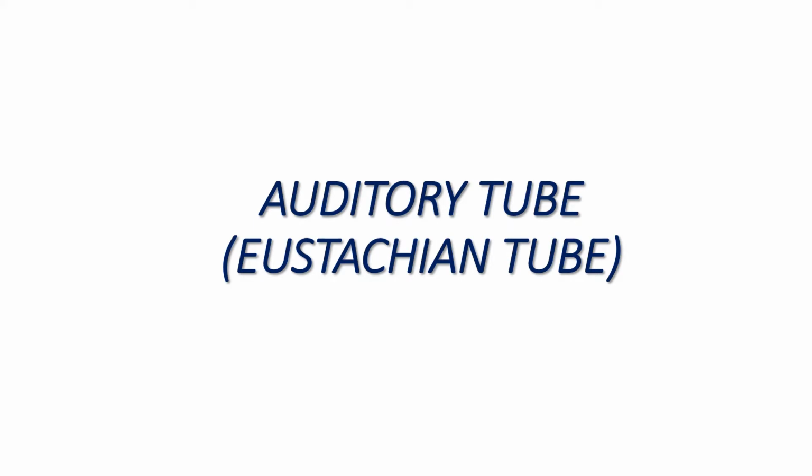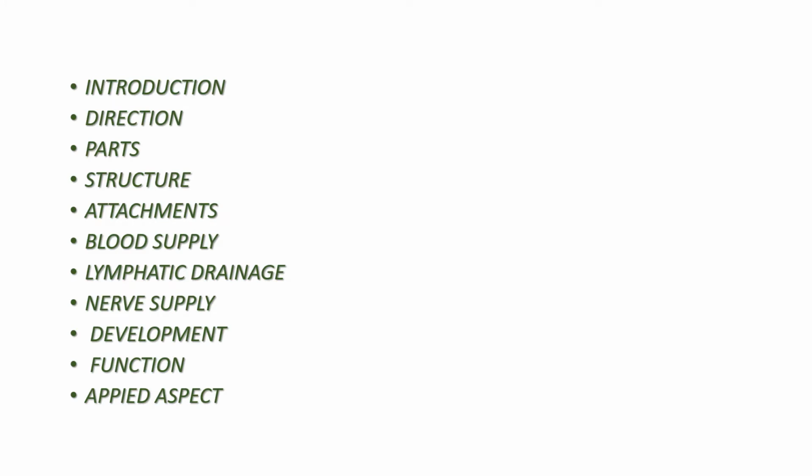Today we are here to learn about the auditory tube. The auditory tube is also known as the Eustachian tube. We study the auditory tube under the following headings: the introduction, the direction of the tube, the parts, the structure, the attachments of the auditory tube. Later on, the blood supply, the nerve supply, lymphatic drainage, winding up with the functions and the clinical importance of the auditory tube.